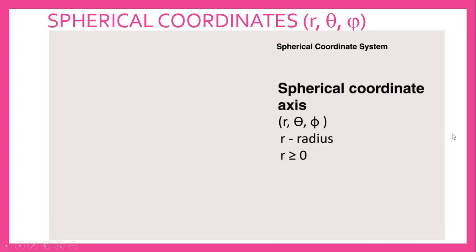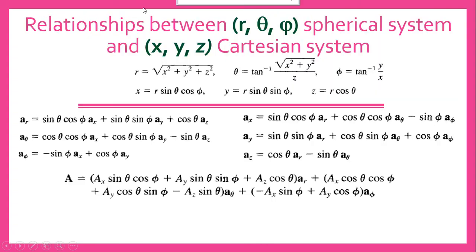So now you have better understanding. Let us see how we can transform one coordinate system to another coordinate system. If you know the Cartesian coordinates, you can find out the spherical coordinates using r equal to square root of x square plus y square plus z square, and theta equal to tan inverse of square root of x square plus y square by z, and phi equal to tan inverse of y by x.